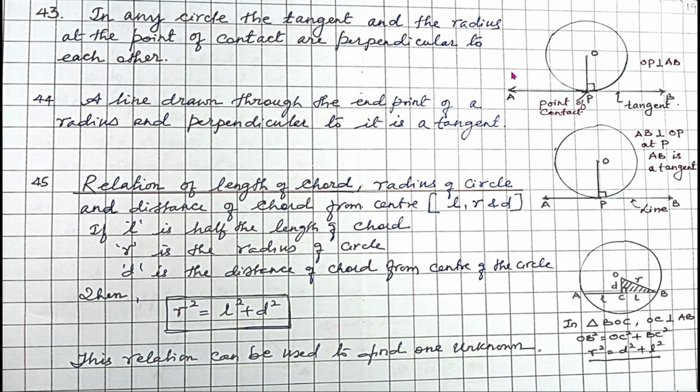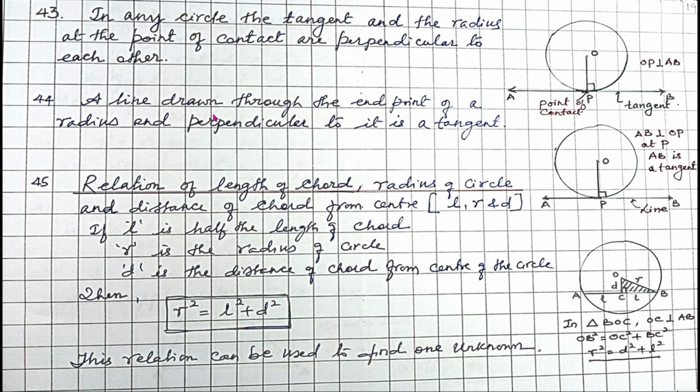If you have a circle here, and APB is the tangent and OP is the radius, and they meet each other at the point of contact, that is P. Now the angle OPB is equal to 90 degrees. That means in any circle the tangent and the radius at the point of contact are perpendicular to each other.